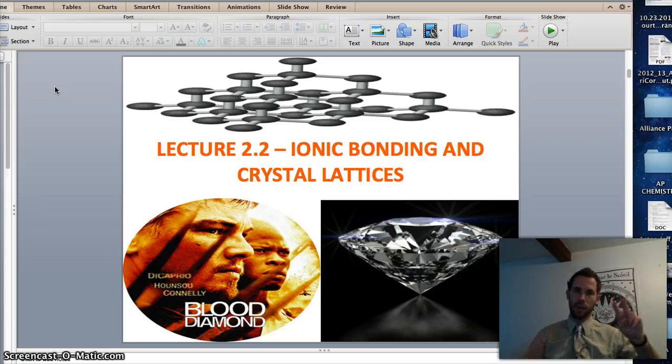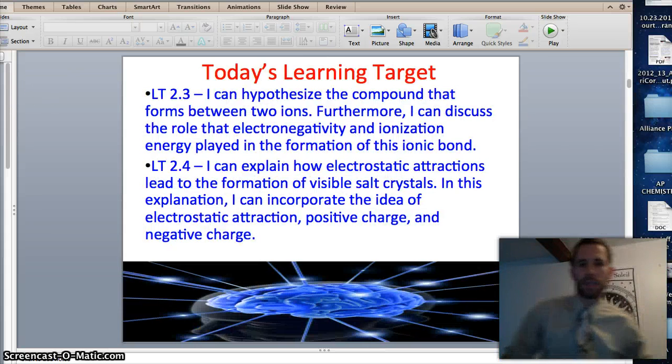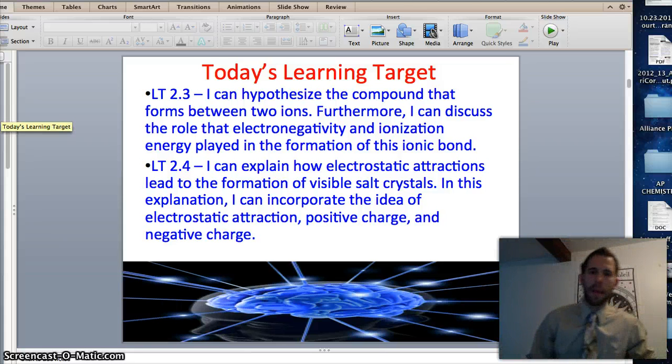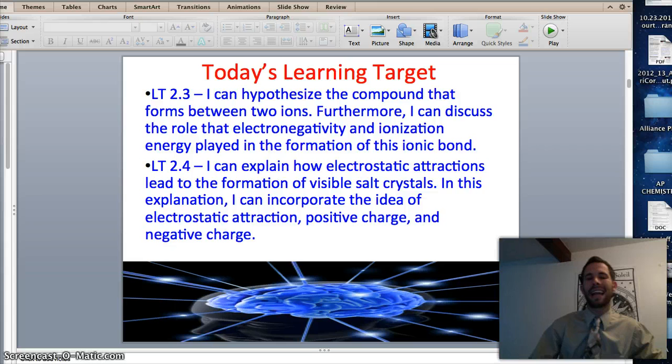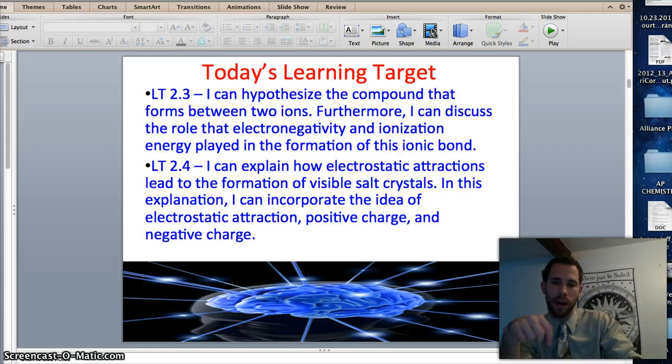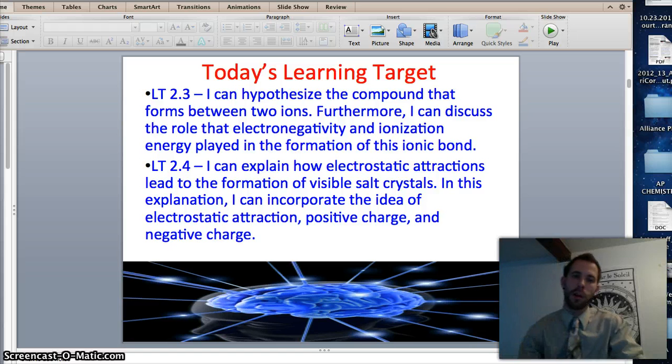Lecture 2.2. Ready? Today's learning targets. Here's what we want to focus on. We want to be able to hypothesize compounds that form between ions, 2 and sometimes 3 even. Furthermore, we want to be able to discuss the role that electronegativity and ionization energy play in the formation of ionic bonds. We also want to explain how electrostatic attractions lead to the formation of visible salt crystals. We want to incorporate the idea of electrostatic attraction, positive charges, and negative charges.